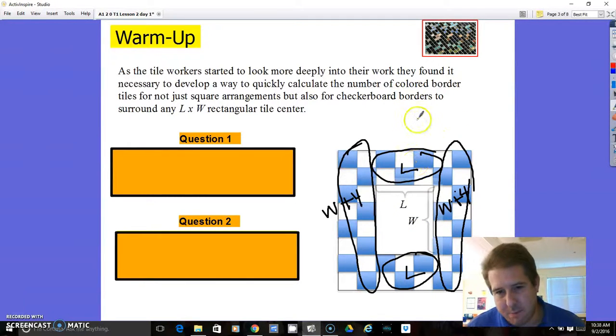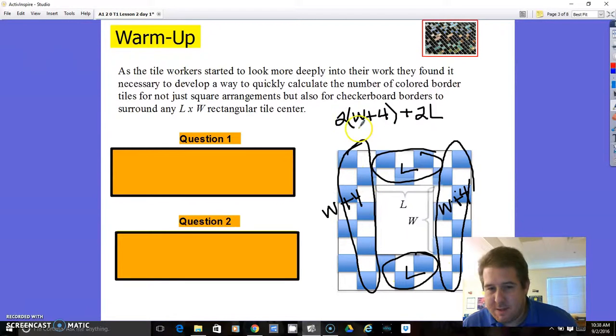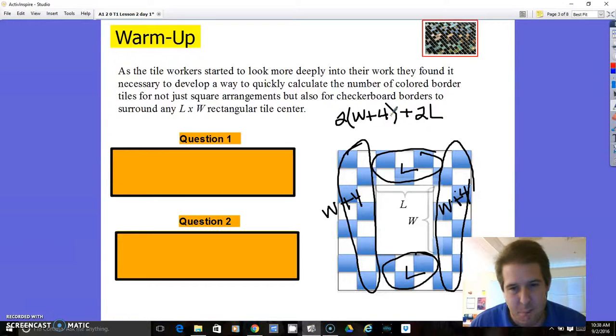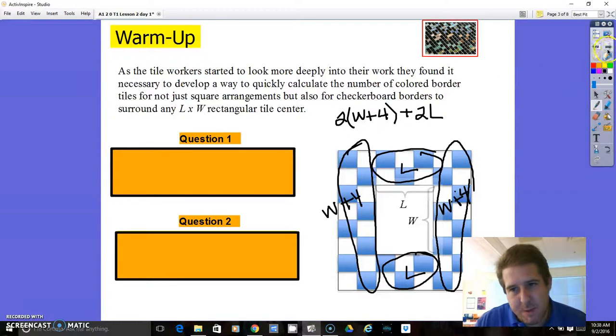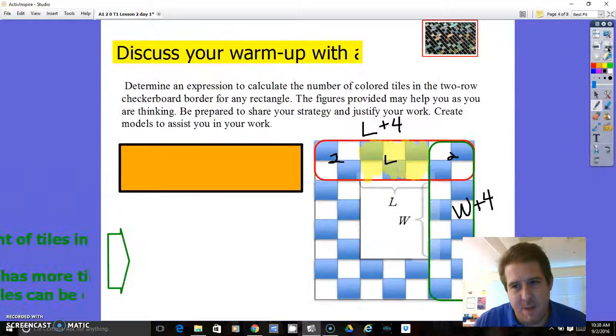That would be the entire checkerboard border. We have 2 groups of W plus 4 and 2 groups of L. And that expression represents the entire border. Now, this is not the only way of writing the expression. Matter of fact, I could probably sit here and show you 6 or 8 more different ways, but I'm not going to do that because I'm going to try to keep this video as short as possible.